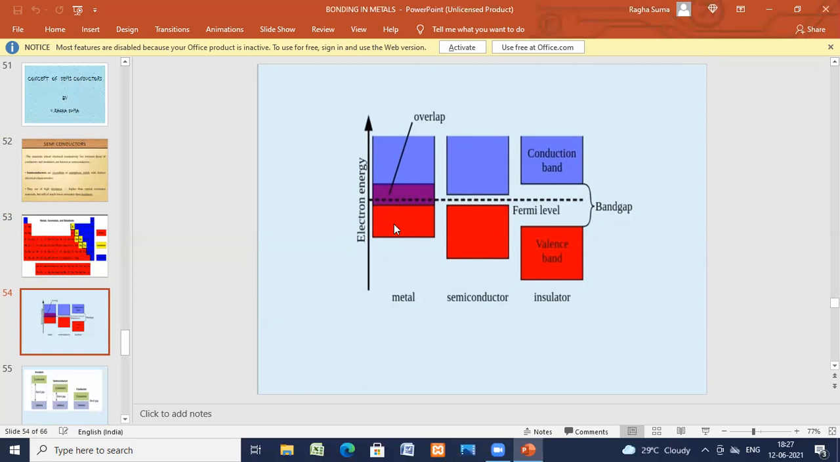In metals, you can see this is the valence band and this is the conduction band. Both the bands are almost overlapping, and therefore the electrons can jump from the valence band to the conduction band.